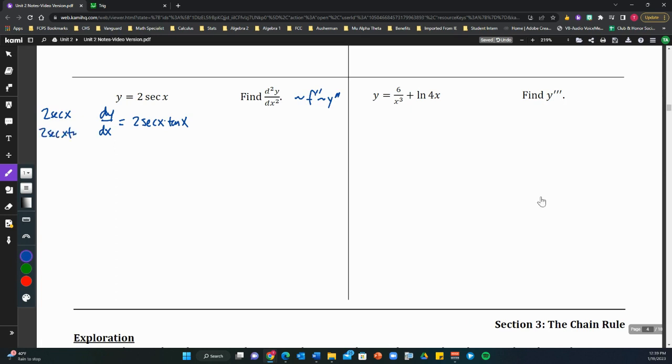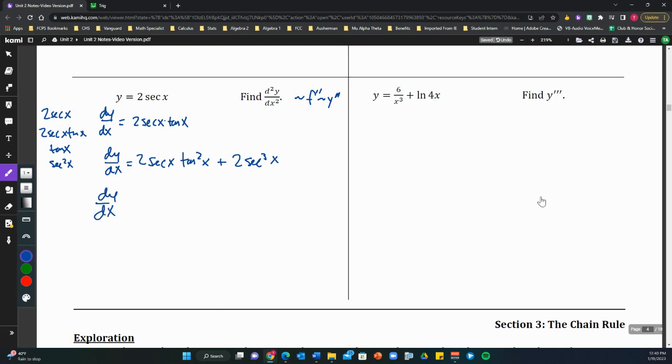So we get 2 secant x tangent x again, and then tangent x turns into secant squared x. So insides plus outsides would give me 2 secant x tangent squared x plus, on the outside, we actually get 2 secant cubed x. So secant times secant squared gives me secant cubed.